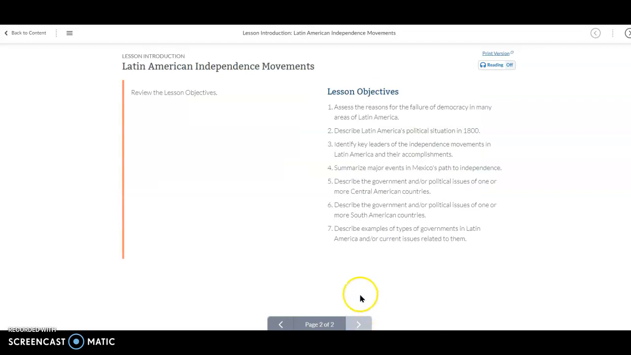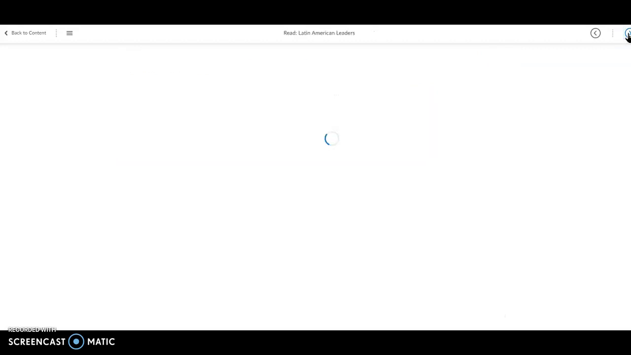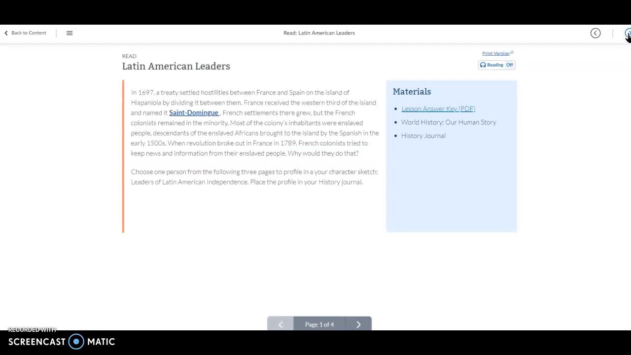So these were our lesson objectives, but we focused on key leaders of the independence movements in Latin America and their accomplishments for the lesson that we did in class. This gave the reading assignment, but we didn't do all of this. But when we got to this page on Latin American leaders, this is where we started.